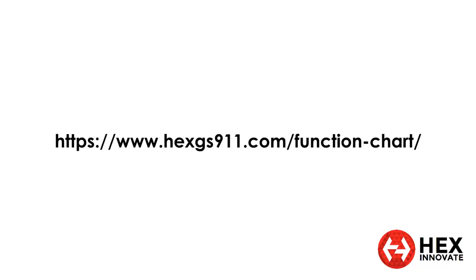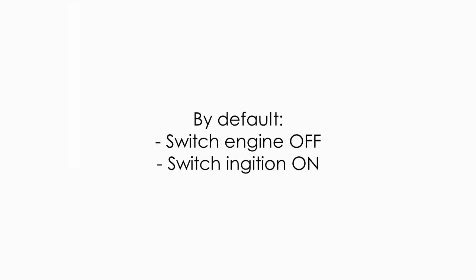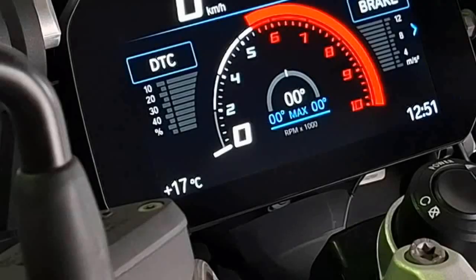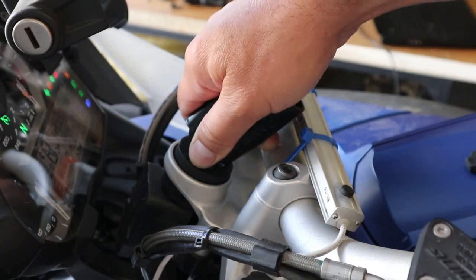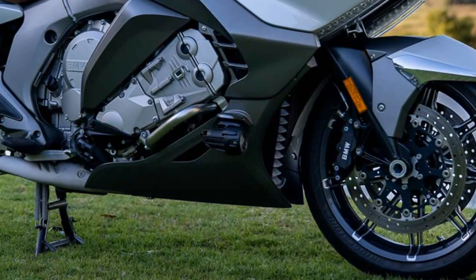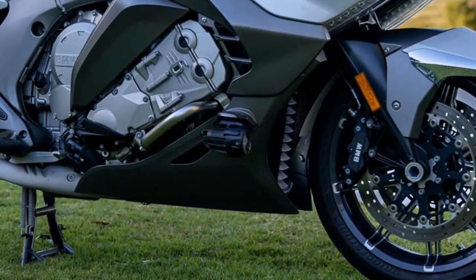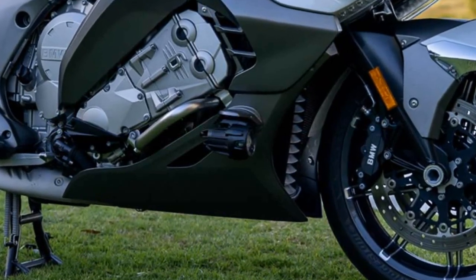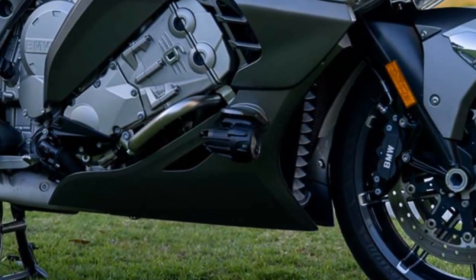Note that only options relevant to your motorcycle model will be shown by GS911. Consult the GS911 function chart at this URL for all options relevant to your motorcycle. Note that unless GS911 specifies otherwise, the engine must not be running and the ignition switch must be on during all output tests. The coding functions subsection contains customization options for the motorcycle's factory-fitted auxiliary BMW fog lights or spotlights.